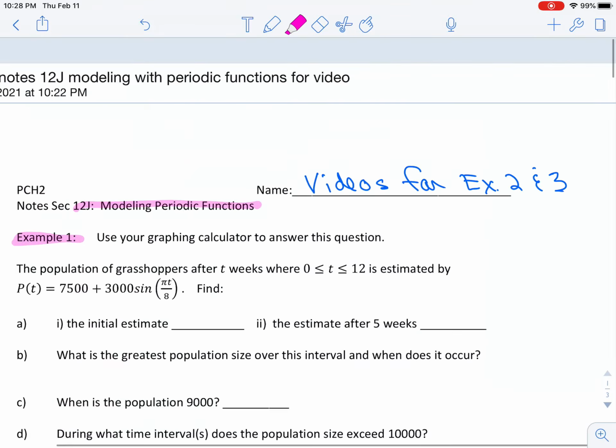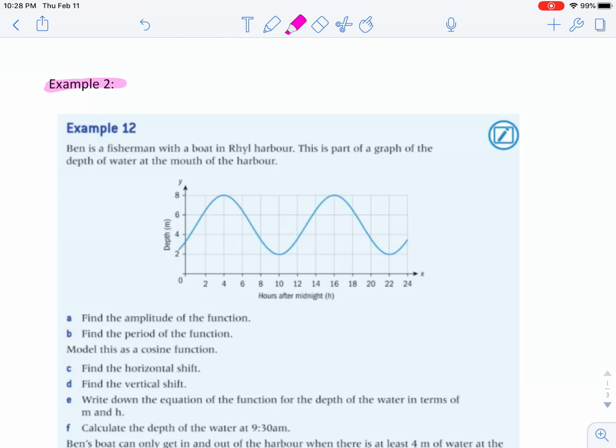So in the first problem, notice that you were given the equation and then you had to answer some questions about that. In this one, you're given the graph, you have to come up with the equation, and then you'll be answering some questions about that.